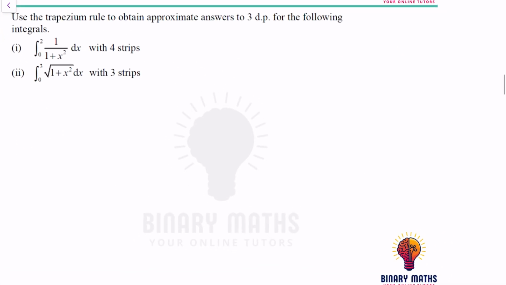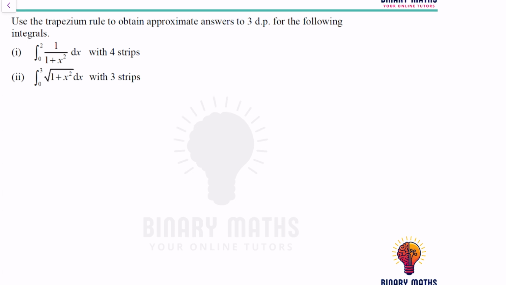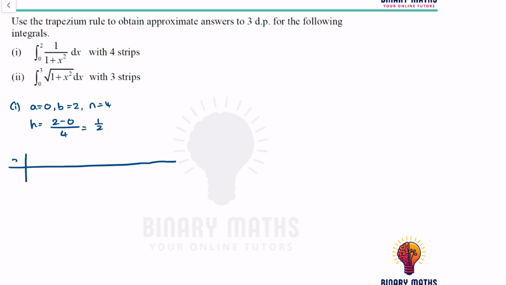Use the trapezium rule to obtain approximate answers to three decimal places for the following integrals. Okay, so for this one, question 1, let's do it here. Your a is 0, b is 2, and n is 4, which means h is equal to 2 minus 0 divided by 4, which is a half. So when you're substituting your x and y values in, you're starting from 0 going up in halves.